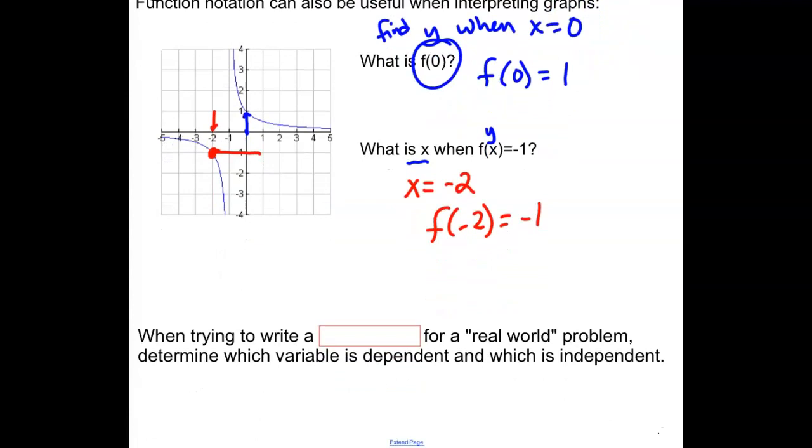So when trying to write a function rule for a real-world problem, we need to determine which variable is dependent and which is independent. Our dependent variable is going to be our y value. Our independent value is our x. Okay, so independent is x, dependent is y, because y is going to depend on what we dump in for x.